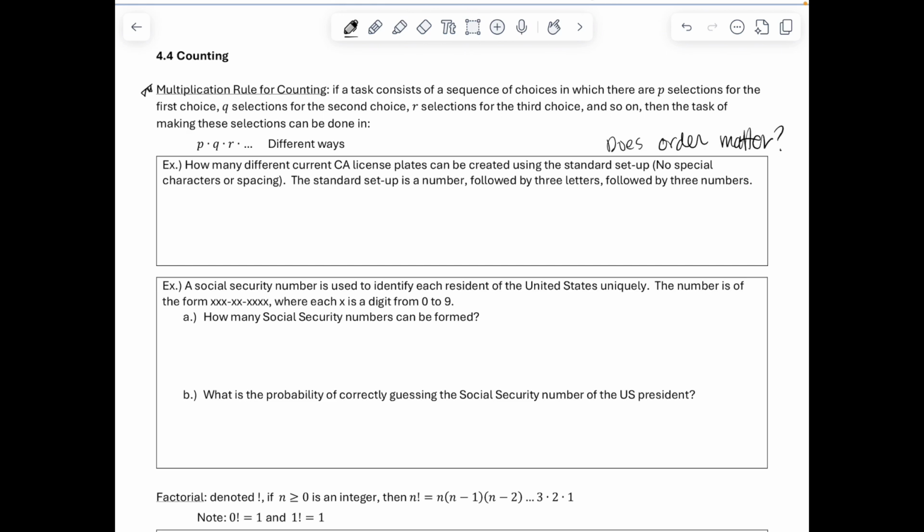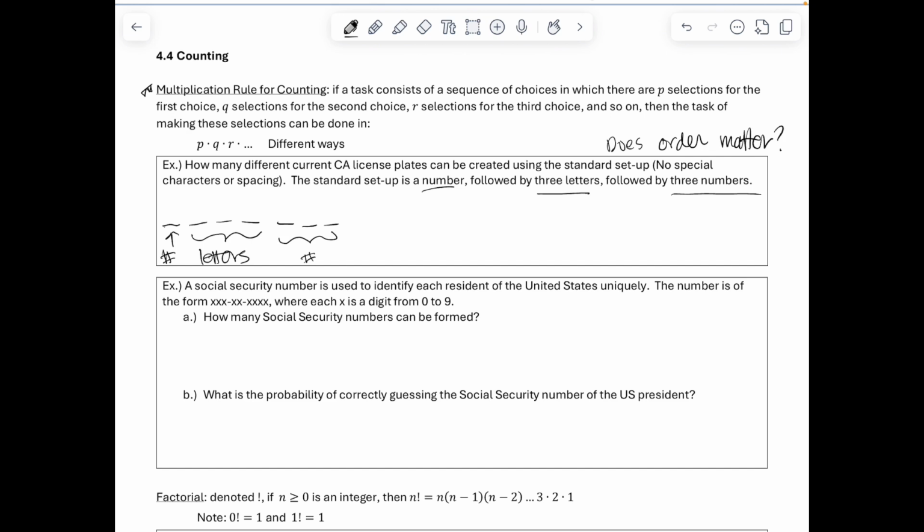And for a license plate, yes, the order does matter. And so I'm going to put some dashes here. It says the first thing is going to be a number followed by 3 letters and then followed by 3 numbers.